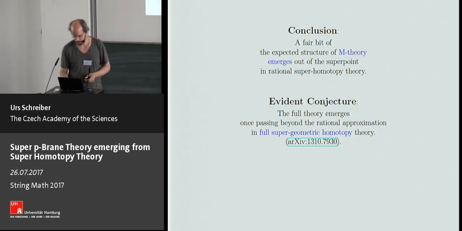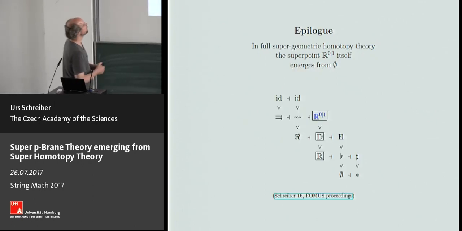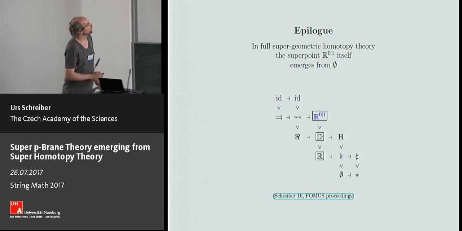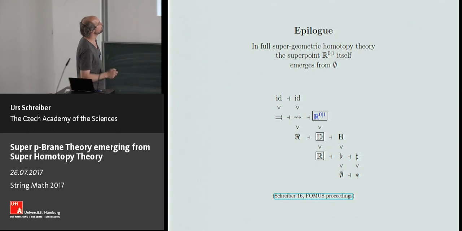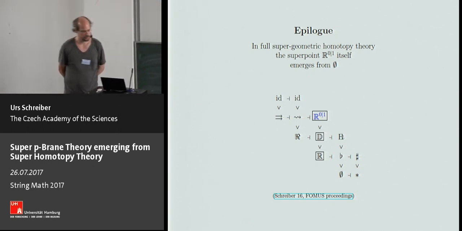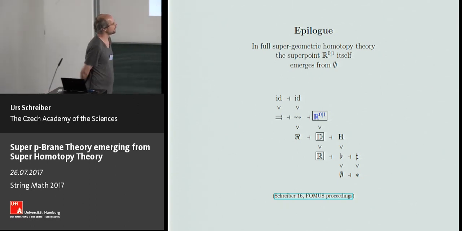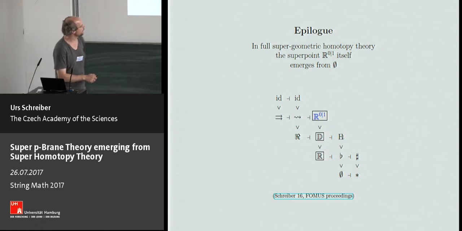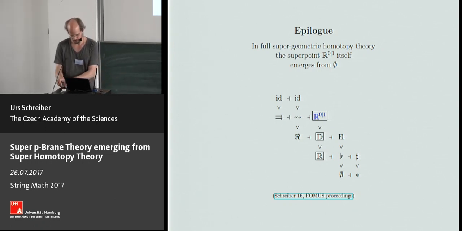This needs to be worked out, but there's one thing I may end with, as long as nobody kicks me from this stage here. It turns out that if you do go to full supergeometric homotopy theory, there's a precise sense in which the superpoint itself emerges from the empty object, from the initial object, by some sequence of mysterious steps that I can't explain here, but which I explain in this chapter to a book on the foundations of math that will appear later this year.